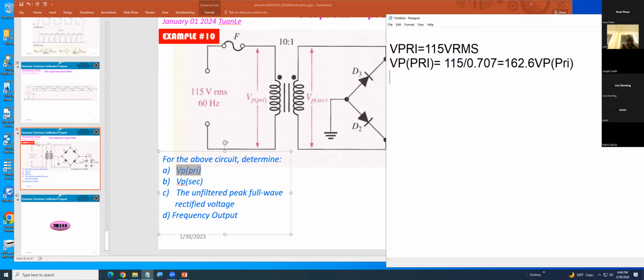Can you follow that? They gave you a V RMS primary. They're asking about V peak primary. So you have to convert from V RMS to V peak.